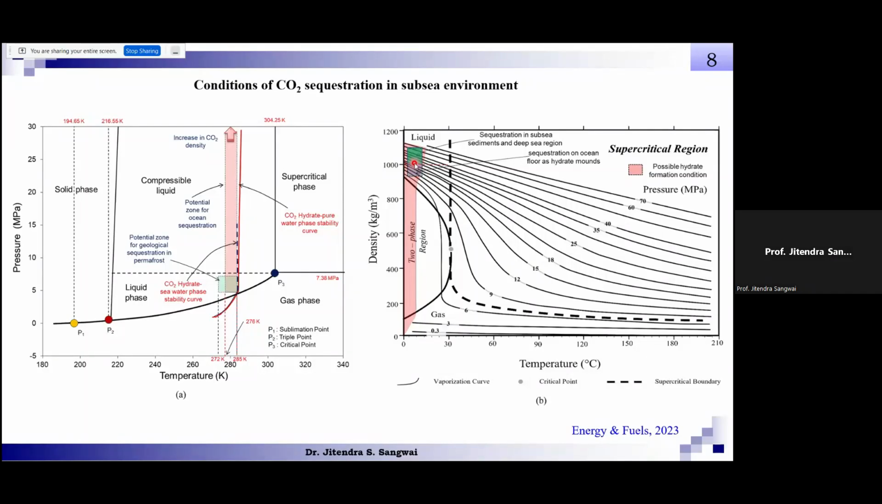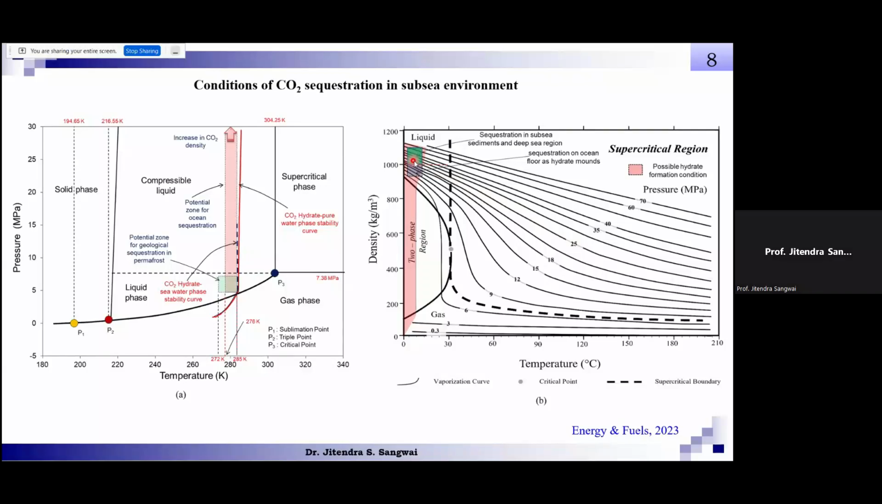At a certain higher pressure, for example, if you look at this 25 megapascal, you take this line over here and read the density at, say, 4 degrees centigrade, it comes to close to maybe 1100 or 1050 kg per meter cube, or slightly around that.